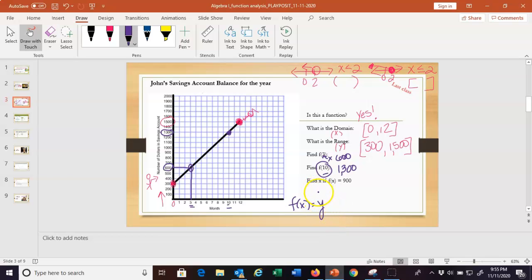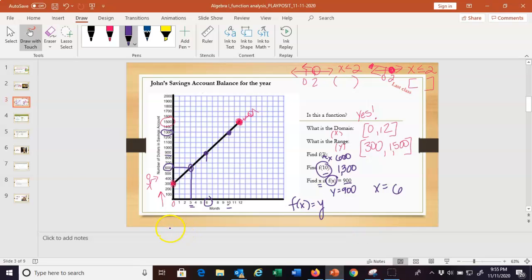Now this last one is sort of reversed, right? We don't know the input. We don't know x. But we do know the output. We know f of x. We know y. So when y is 900, find x. So it's kind of reversed. So we'll go to 900 on the y-axis, follow the graph, and the x value is 6.